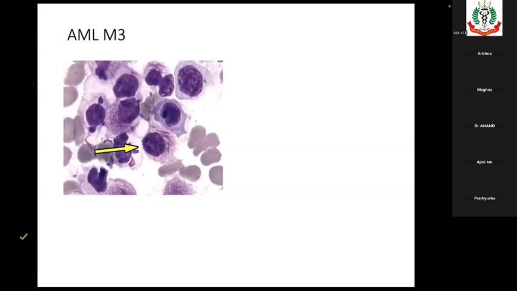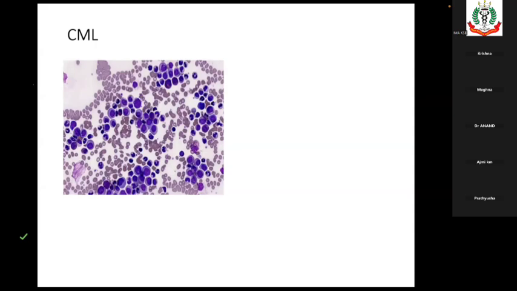So ALL, you should learn the classification. AML, you should learn the classification. You should learn to draw the blast and label them. So that is how you should write an answer on acute leukemia.